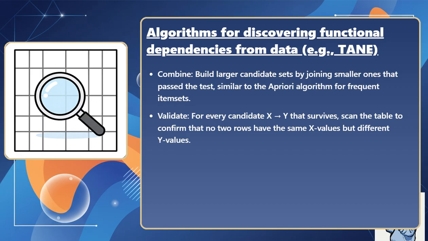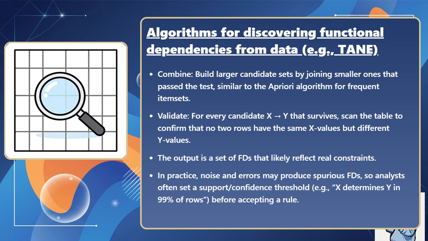scan the table to confirm that no two rows have the same X values but different Y values. The output is a set of FDs that likely reflect real constraints. In practice, noise and errors may produce spurious FDs, so analysts often set a support confidence threshold. For example, X determines Y in 99% of rows before accepting a rule.